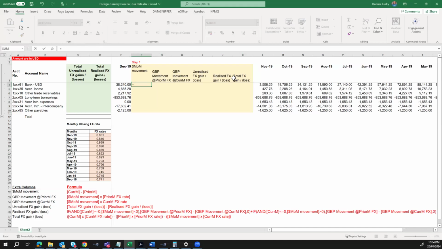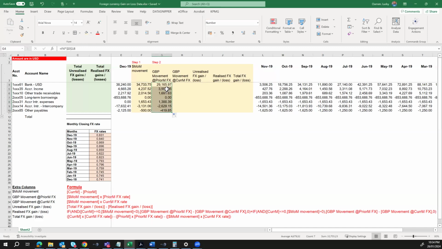So this is equals to the December balance minus the November balance. Drag down. This is in dollar terms. Then I need to convert this movement to the pounds equivalent for the previous month's FX rate and the current month FX rate. So that takes us to steps 2 and 3. For step 2, I'm going to apply this movement on the previous month exchange rate, which is the FX rate for November 2019. I'll freeze the cell for the exchange rate with F4 on my keyboard, and drag down.